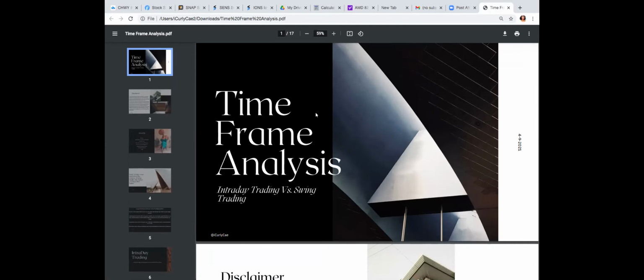All right, everybody. So today we're talking about time frame analysis, and this is basically going to help you to determine how to look at time frames for intraday trading versus swing trading.